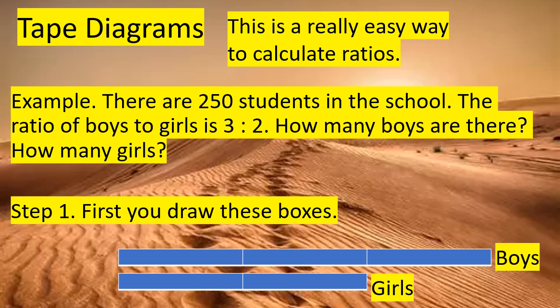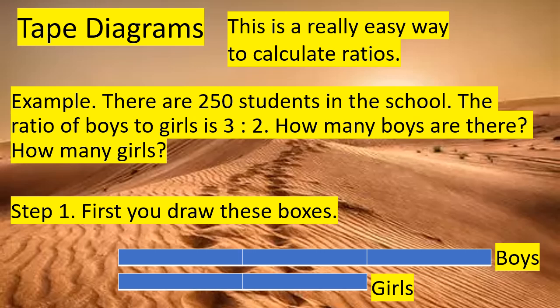Now we're going to look at another way to calculate ratios. It's called tape diagrams, T-A-P-E. And this is a really easy way to calculate ratios. So our example is going to be this. There are 250 students in the school. The ratio of boys to girls is 3:2. How many boys are there?